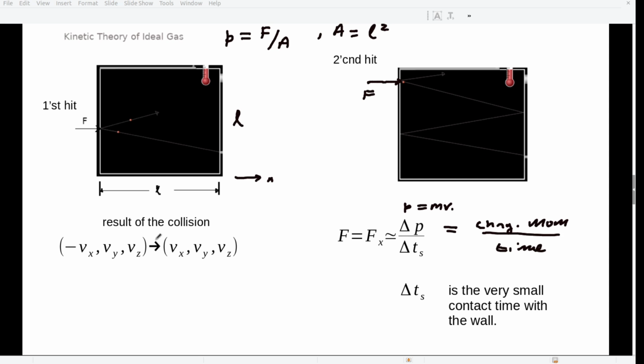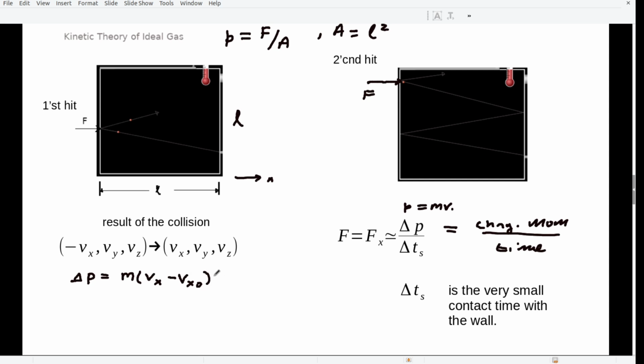Well, if, say, we know the mass of the particle, then the delta P will be equal to the mass of the particle times the change in velocity, right? P is mv, the mass doesn't change, so the change will just go with the change in velocity. So that will be the final velocity in the x direction minus the initial velocity in the x direction.